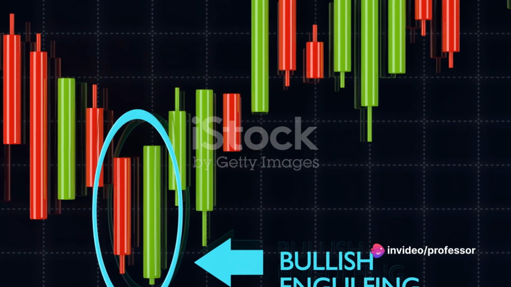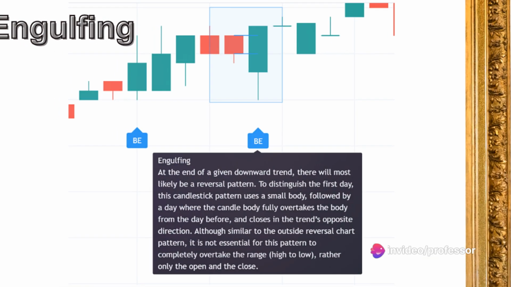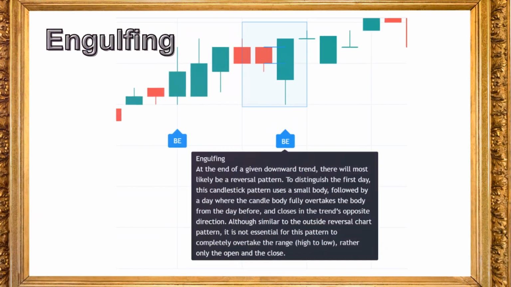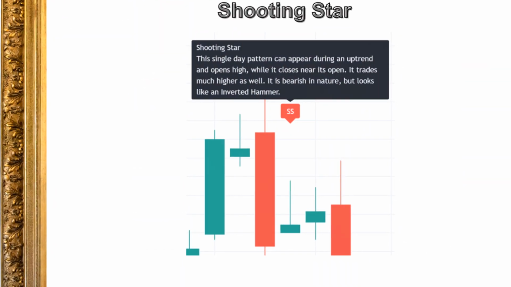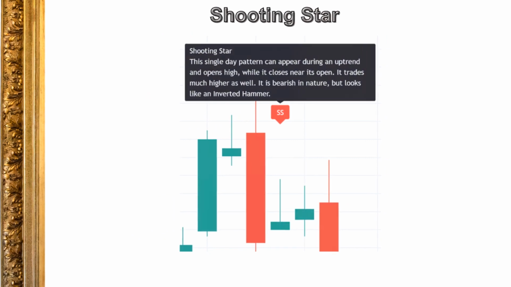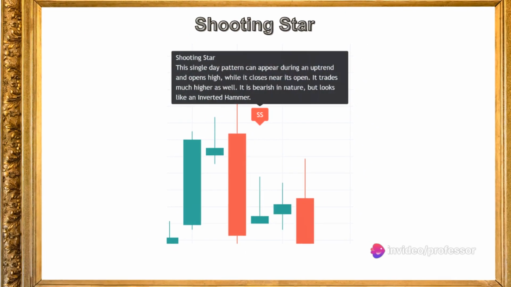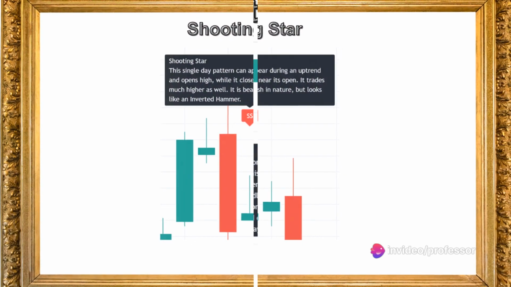Remember, when you spot a bullish candlestick pattern like the hammer or bullish engulfing, consider entering a long position, anticipating upward momentum. On the other hand, if you encounter a bearish pattern such as the shooting star or bearish engulfing, you might consider selling or shorting the stock, expecting a downward movement.